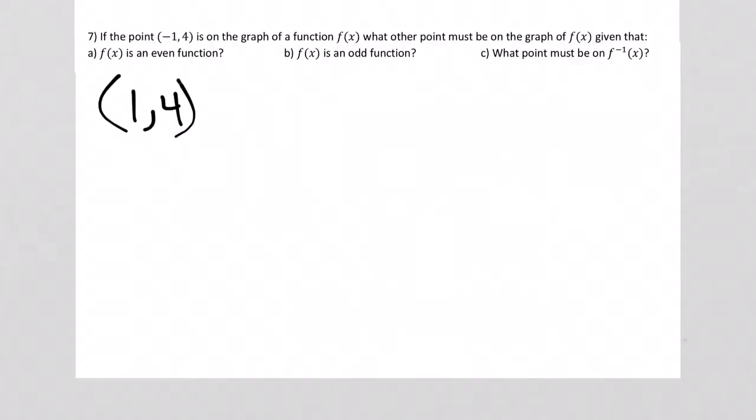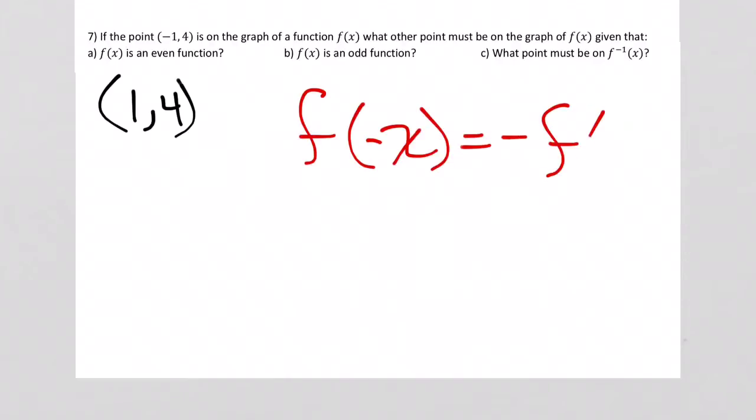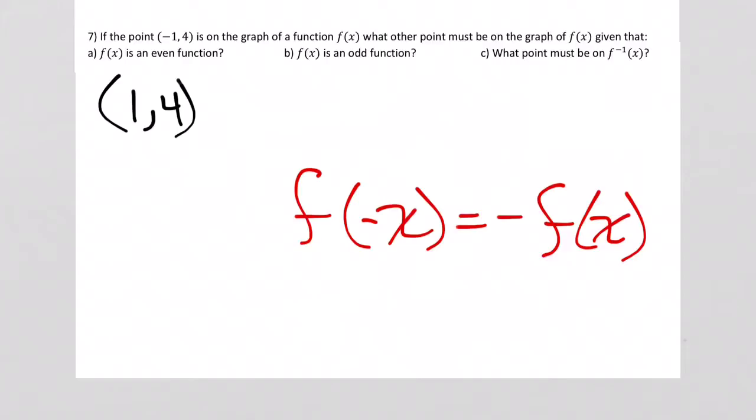Alright, well, what about the next one? What if f of x is an odd function? Well, remember that definition. That says if we take f of negative x, we will get negative f of x. And again, what does that mean in more easily understandable terms? It means if you flip the x value, you must also flip the y value. So, change both. If we have -1, +4, we must also have +1 and -4.